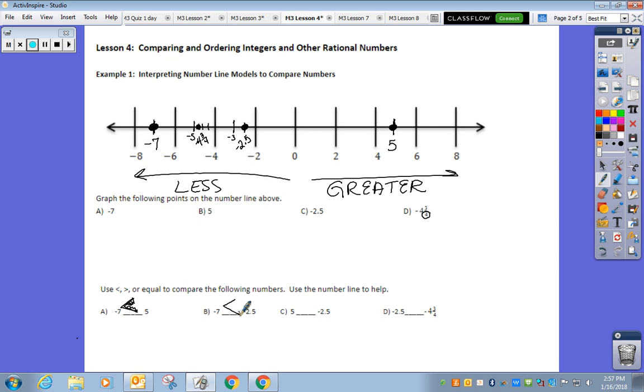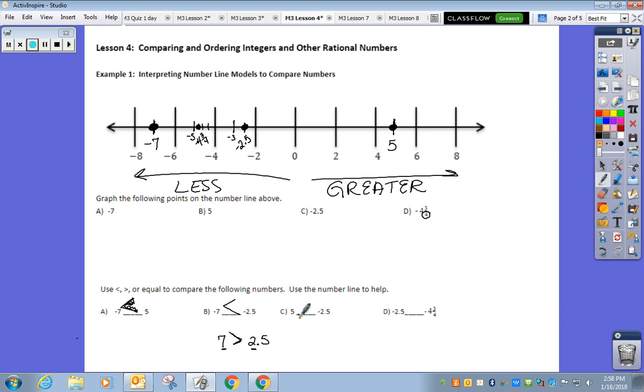One way that I actually do this for myself is I turn both numbers positive. These are the opposites of this number. The opposite of -7 is +7. The opposite of -2.5 is +2.5. So on the positive side, I would be looking at the whole numbers, 7 and 2. I know 7 is greater than 2. But since we're talking about the opposites of these numbers, it would be the opposite symbol. So instead of saying 7 is greater than 2.5, I'm going to say -7 is less than -2.5. So that's just the way I do it. I find it's really helpful.